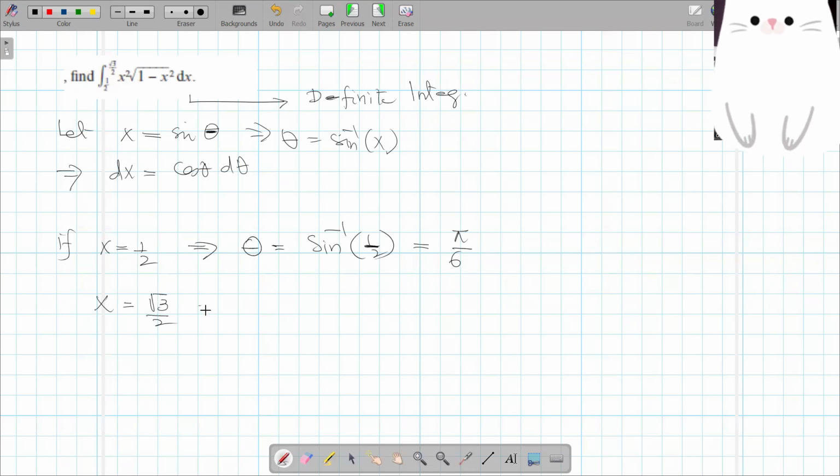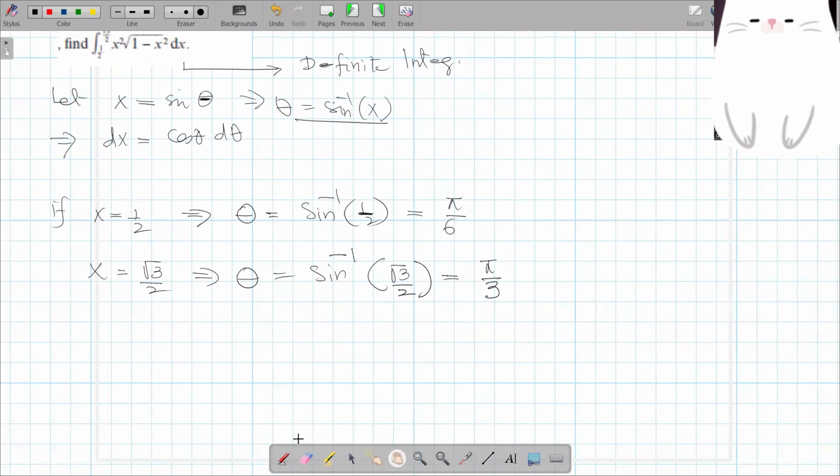If x is root 3 over 2, what will be theta? Theta will be sine inverse square root 3 over 2. What is the value of sine inverse square root 3 over 2? You can do it by calculator if you don't remember the values. It's okay. Sine inverse square root 3 over 2 is pi by 3. Okay, that's very good.